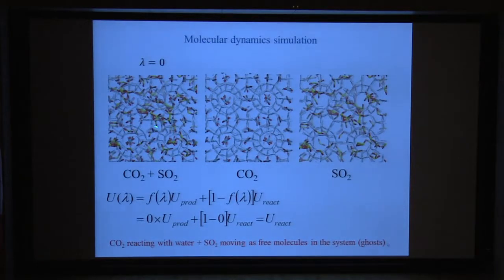So for the reactants, we have SO2 behaving as an ideal gas inside the same simulation system, but the CO2 is interacting with the water and the cage. So this is the lambda equal to 0 state that we have in the simulation. And if we look at our potential function, if we put lambda equal to 0, the coupling function is 0 for the products. And so the potential correctly reproduces the potential for the reactants. So we have CO2 reacting with water and SO2 molecules moving freely. So we do a simulation of this system with this form.